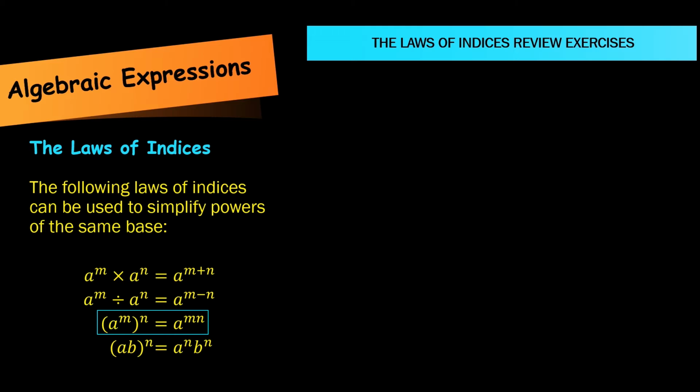A to the m raised to the power n is equal to a to the power m times n. And finally, ab all raised to the power n is equal to a to the n times b to the n.